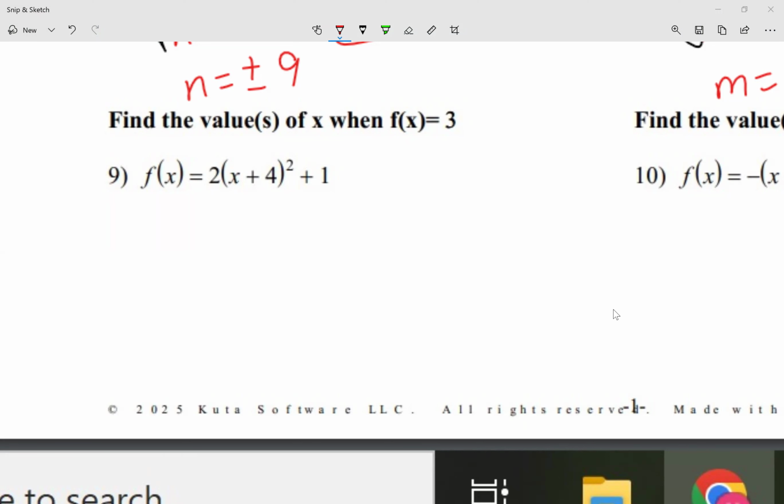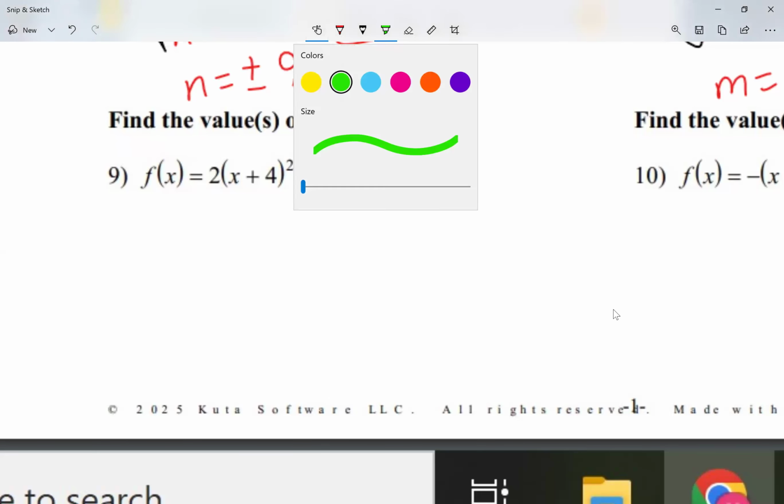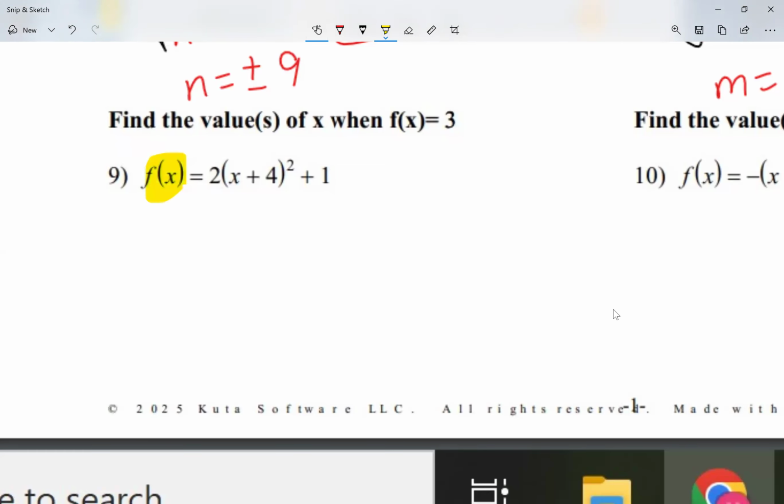Now, we're going to start moving into what we call functions. You are familiar with the formula y equals something, right? You guys are used to the equations y equals something. Now, what if we change the y to f of x? So notice on my work here, instead of a y, I have f of x. And I even tell you here, we're going to solve for x, the value or values of x, when f of x is equal to 3.